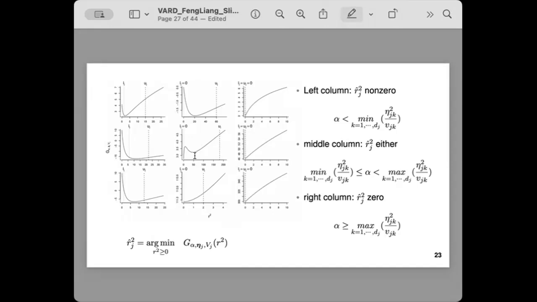So the takeaway is that even though the function g doesn't take a very nice form, it's well behaved and it's only one-dimensional, and with our bounding strategy, we only need to search over r in a closed interval. That helps the computation. We can find the optimal r squared very efficiently.